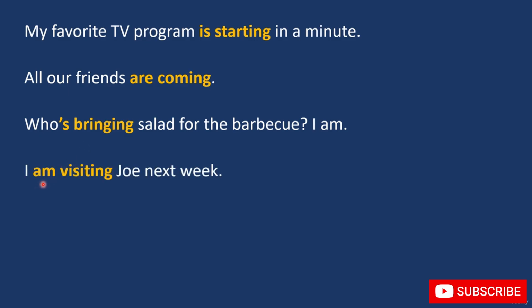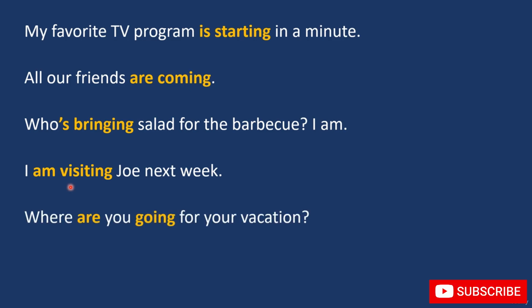Another example, when I say I am visiting Joe next week, I use present continuous, but I express what? Future simple. Where are you going for your vacation? I do not speak about now, I speak about the future. What are we eating for dinner? It means what will we eat for dinner?